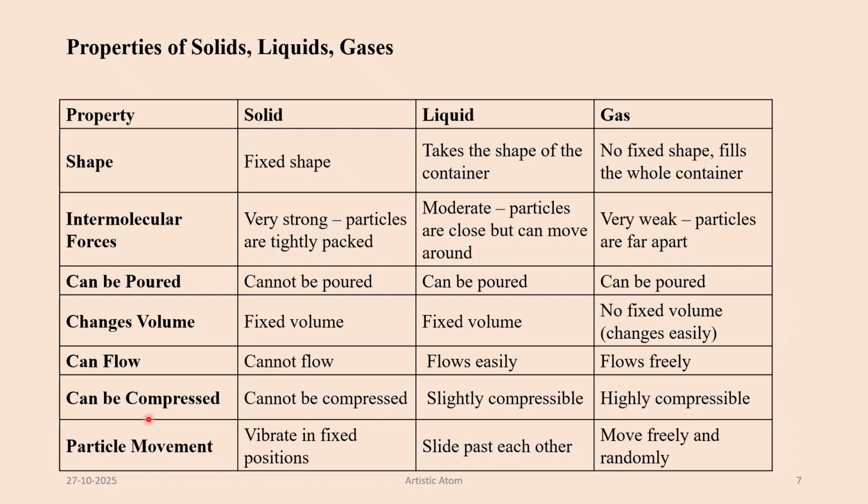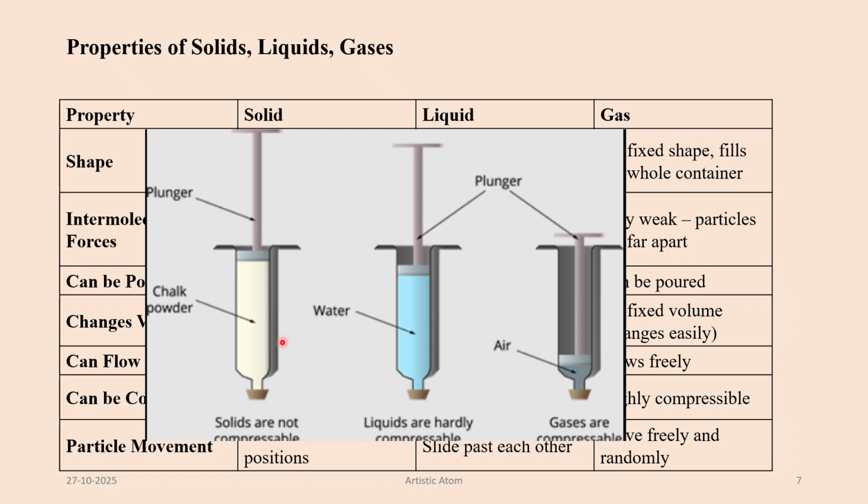Now the next property is the compressibility. In case of solids, we know that these solids cannot be compressed. Why? The reason behind this is their strong intermolecular forces, the way they are tightly packed against each other. I can see in the first syringe, I have added chalk powder, which is nothing but a solid. So all the particles are tightly packed. Even if I'm compressing it using a plunger, I cannot see any change in the space compared to the initial stage.